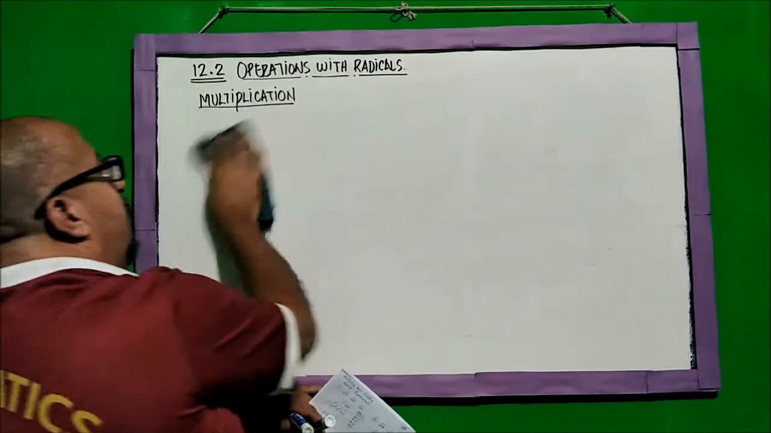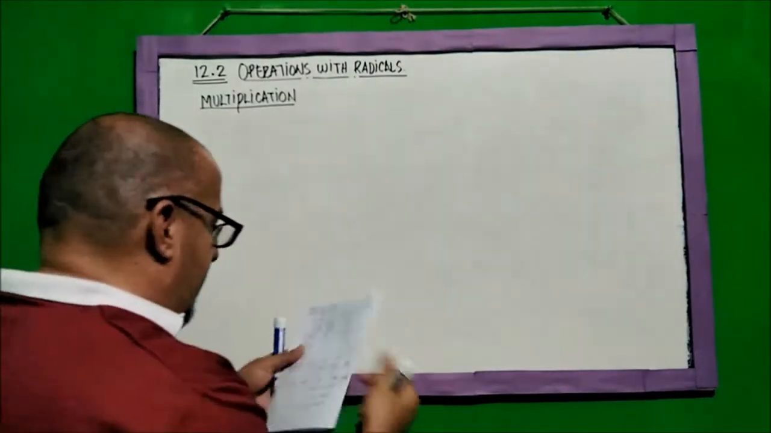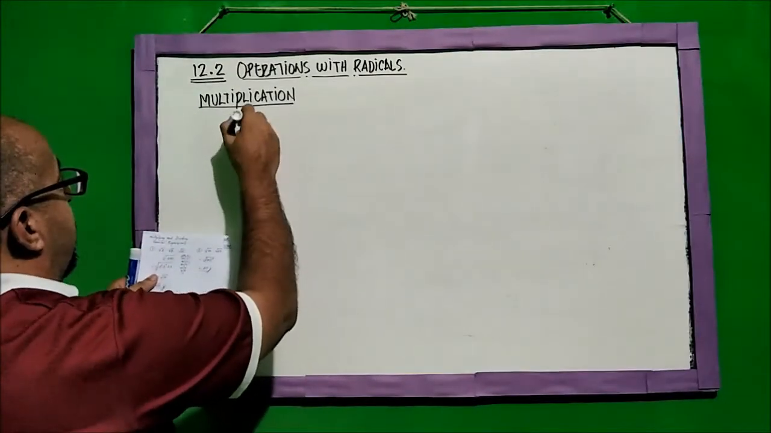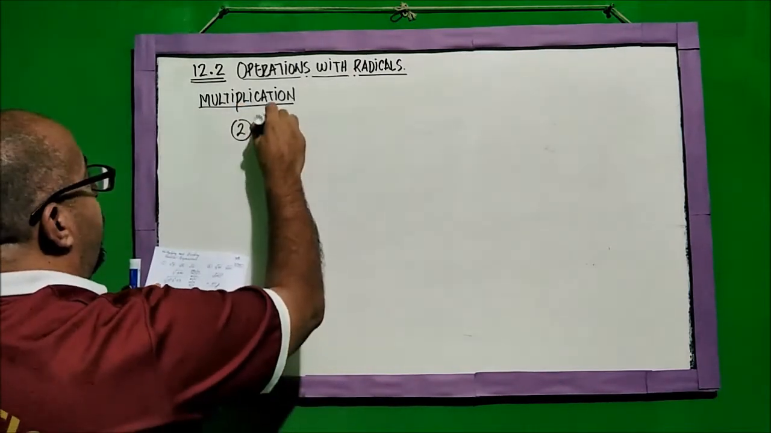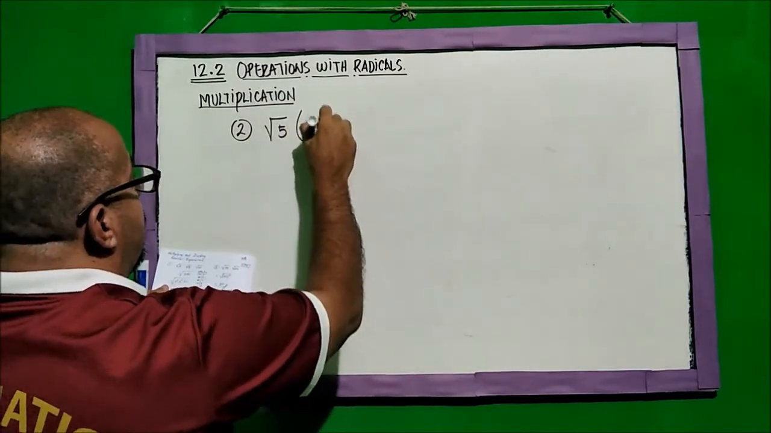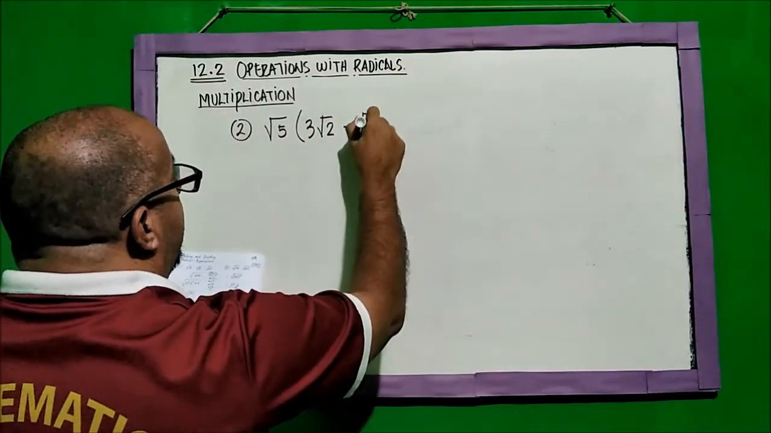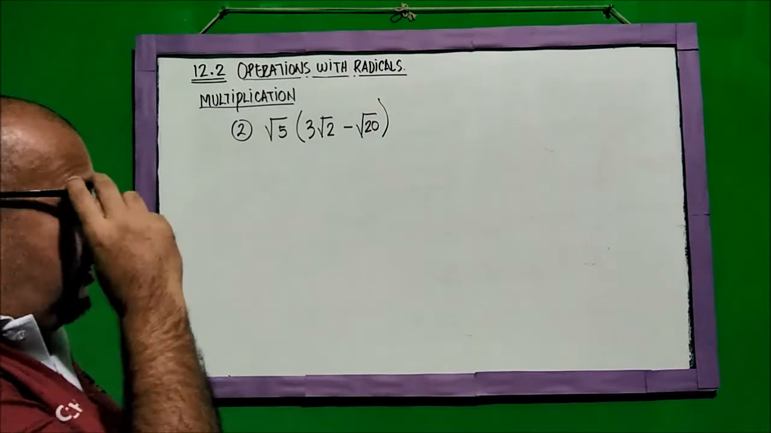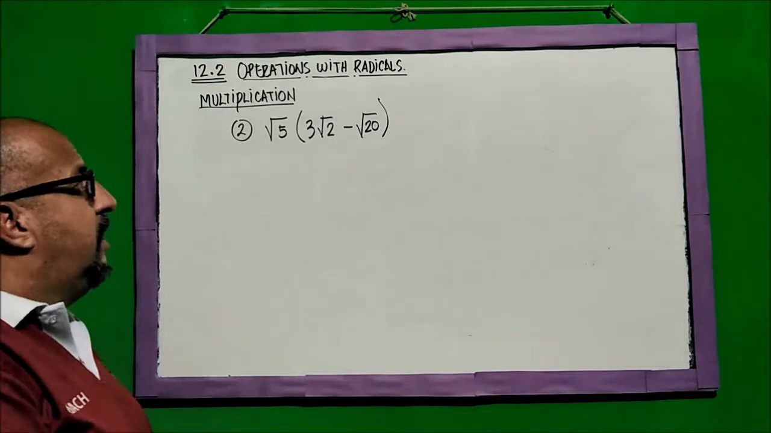On the second problem, we're going to be using the distributive property as a tool for simplifying. Then exercise number 2 will be the square root of 5 times 3 square root of 2 minus the square root of 20. Now, as you can see, we have a radical expression inside the parentheses, and we have another radical expression outside the parentheses.